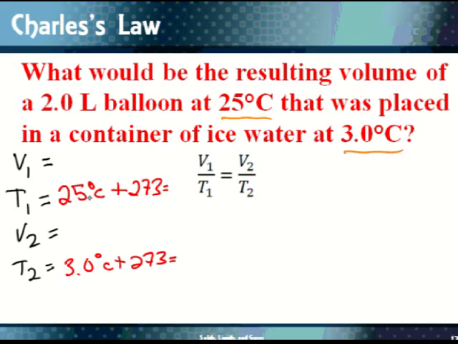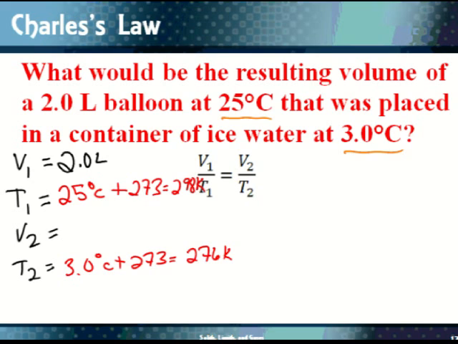We add 25 degrees Celsius plus 273 to convert it to Kelvin, and we get 298 Kelvin. For the final temperature, we add 273 to 3 degrees Celsius, and we end up with 276 Kelvin. We know our initial volume was 2 liters, so now the question is, what would be the final volume of the balloon if we were to cool it down?